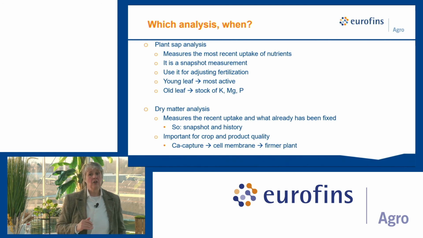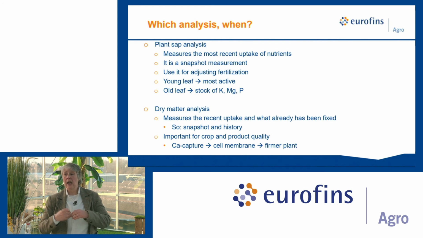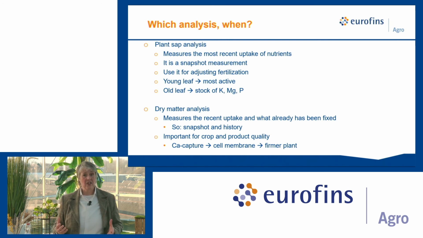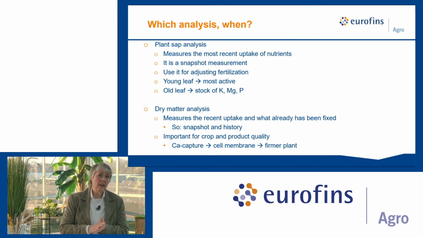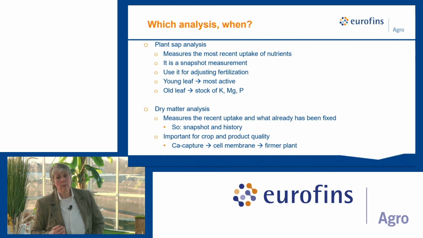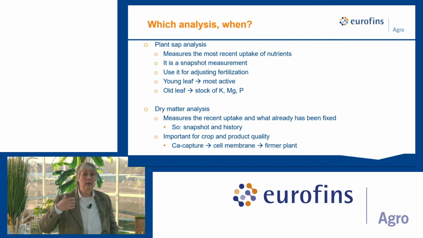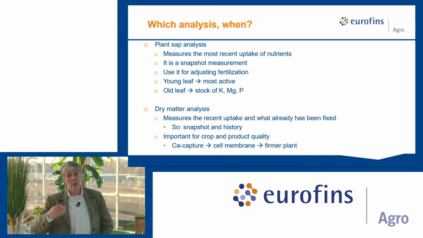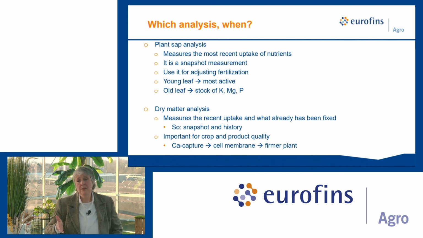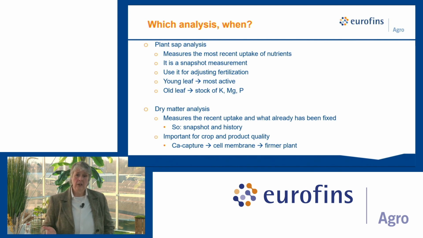The dry matter analysis measures the recent uptake and what already has been fixed. It's been built in the plant. So it's snapshot plus history. The dry matter analysis is always seen as important for crop and product quality because this calcium binding, that calcium is important for your cell membranes, it's important for your cell walls, and gives you a firmer plant. So it's very important that calcium has been built in also. So that's what you can measure with the dry matter.